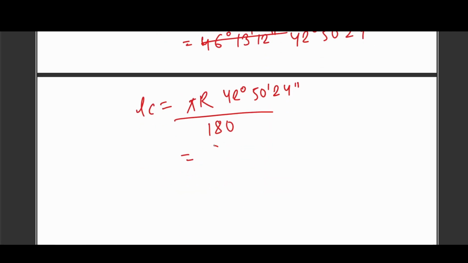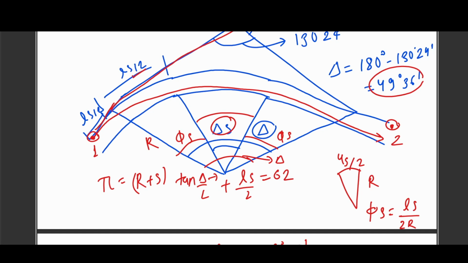392.54 meter is the value of LC. That is the length of the curve. So what will be the total length? Let's move on to this diagram and let me show you what is the total length. So total length is from here. This green portion is the total length.